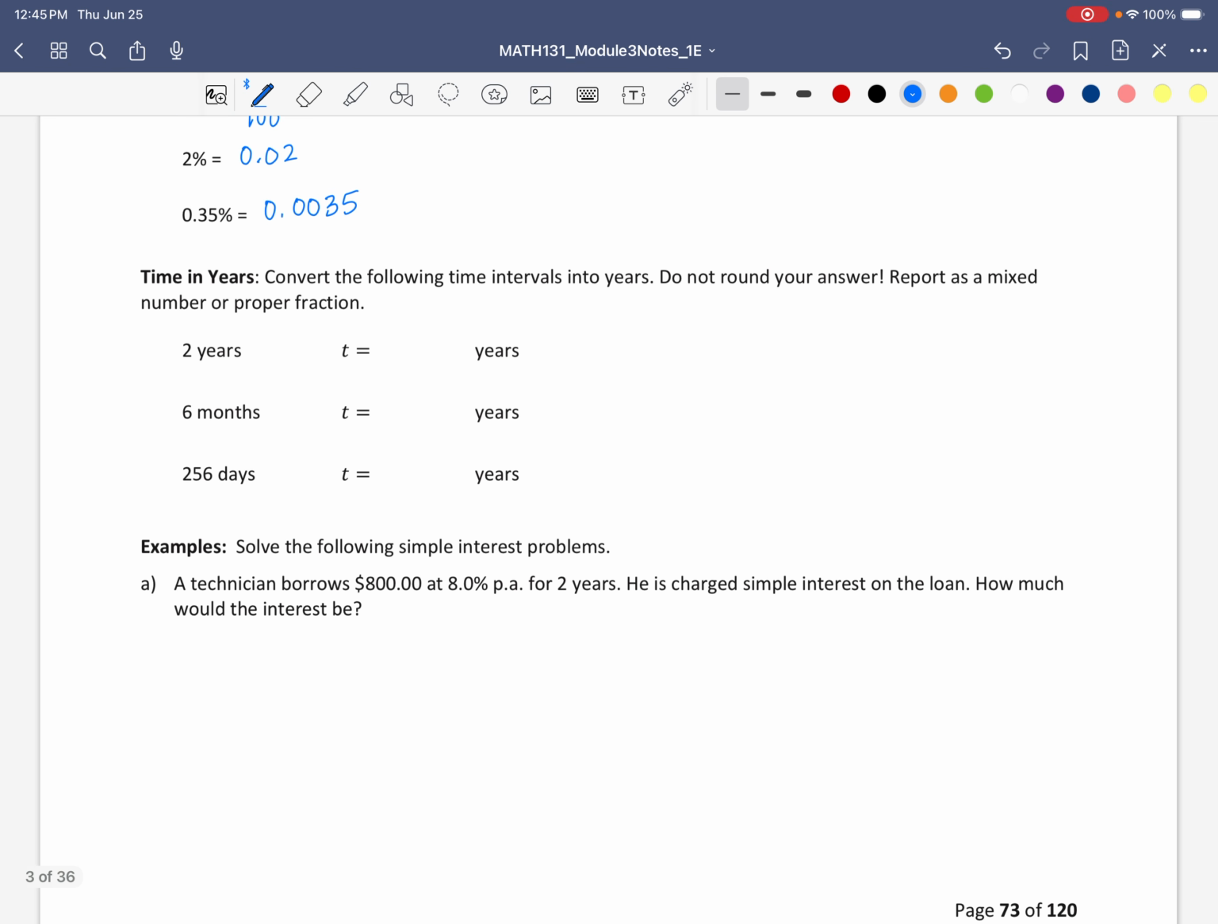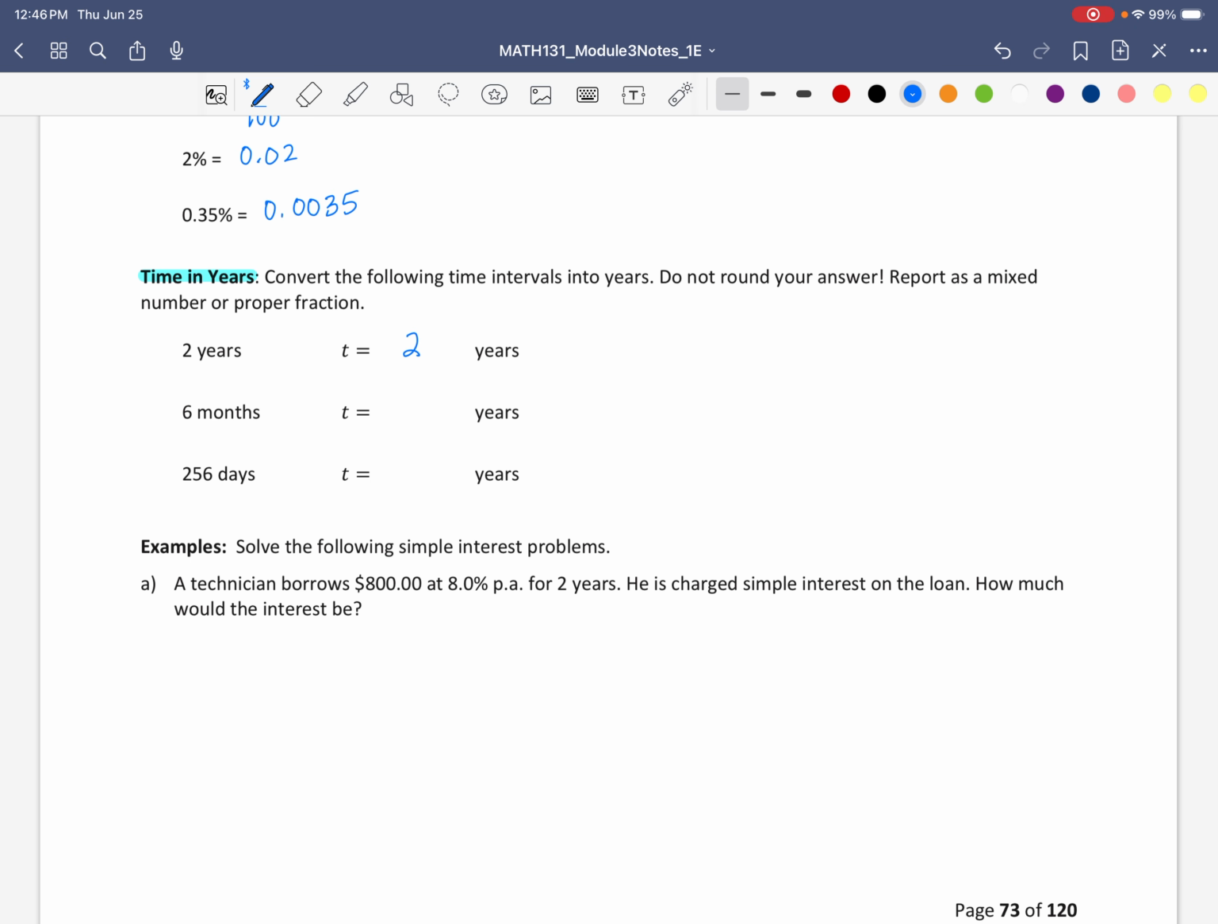All right, let's move on to time. So time in years. So sometimes we're given the time in years, which is very clear. We can just substitute that into the formula. But other times we might be given time in a different unit. So our first example here is very straightforward. 2 years, so T is equal to 2. Now our next question is 6 months. So we need to convert 6 months into years.